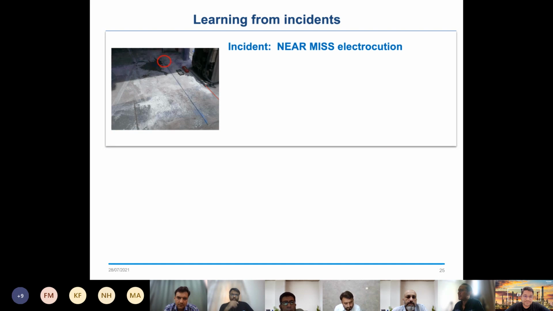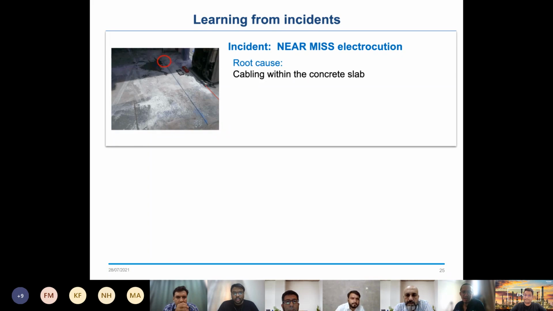Right, let's have a near miss incident, which is a near miss electrocution. The root cause: cabling within the concrete slab. We have various incidents in the market, whereby I can see more than 9 incidents happening regarding underground utilities. We hit the cable, we struck the underground cable, the data cable, power line cable. So here, assuming that you are in the station area doing some excavation work and also hacking, you hit the cable within the concrete slab. So what do you think contributed to this incident?